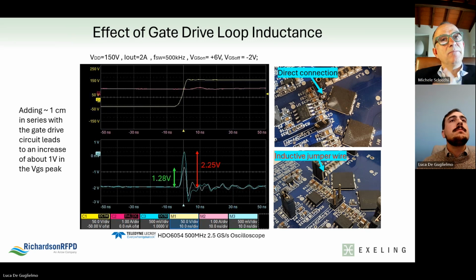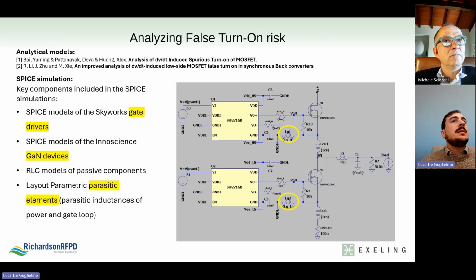Thank you, Luca. Is there a way to predict or simulate the voltage spike and assess the risk of cross-conduction event prior to finalizing the PCB design? Yes, some papers suggest simplified formulas to calculate the spikes based on simplified models. However, you can run a quick spike simulation before starting the layout of the final board, using the models provided by the manufacturers, and accounting for the parasitics by adding inductances of few nanohenries.